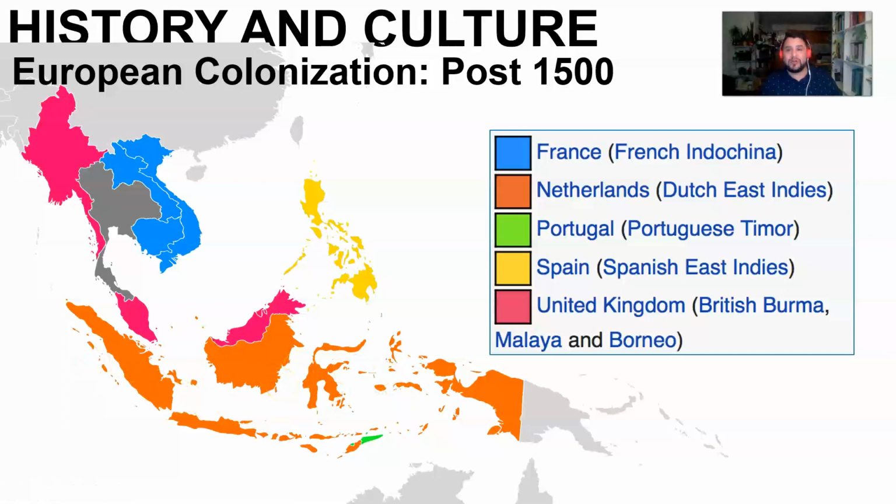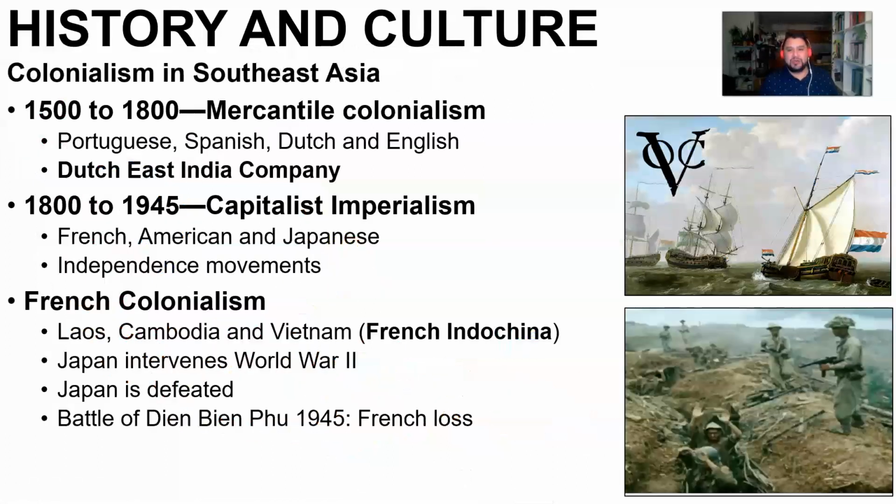Later on, the British are going to become more powerful than the Dutch, and we're also going to see the arrival of the French, who are going to claim Laos, Vietnam, and Cambodia. The United Kingdom is going to colonize modern-day Singapore, Malaysia, and Myanmar, which was part of India, of the British Raj during the colonial periods.